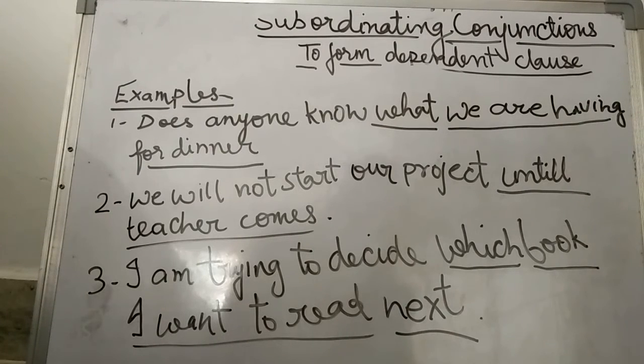Now let's see some examples. Does anyone know what we are having for dinner? Now see, what we are having for dinner is a dependent clause. Okay, and it is getting completed after we add to it, does anyone know? So now it becomes a complete kind of sentence. Does anyone know what we are having for dinner?